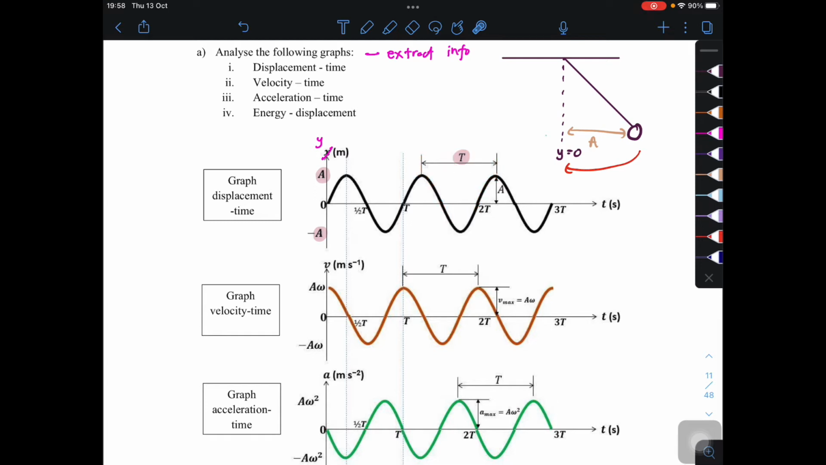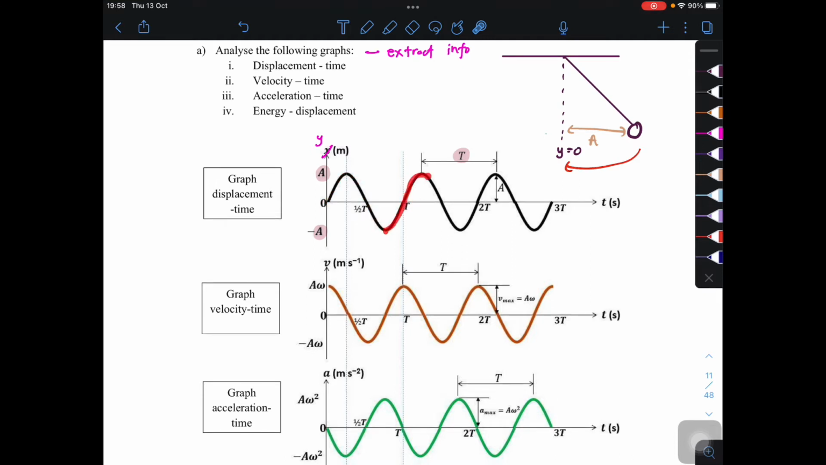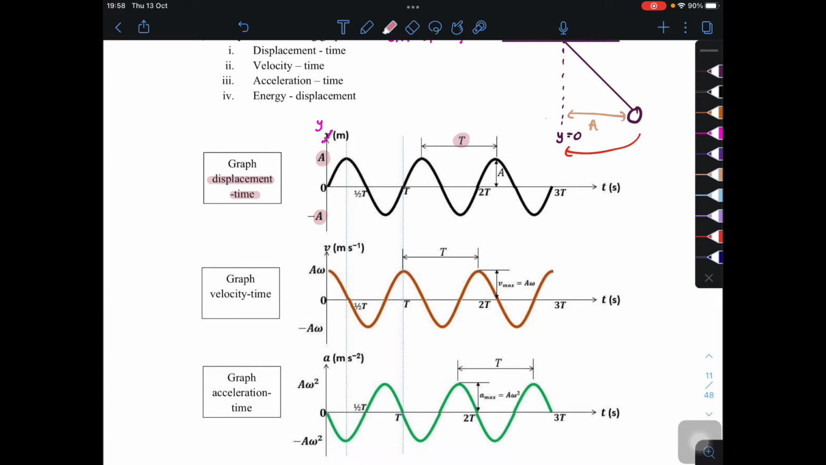Ataupun lebih senang kalau kita start from 0, then it's going up and then buat satu complete oscillation and the value there will be equal to the value for period. Or from here, then goes back to here. So the value from here to here is the value for period. So kita boleh dapatkan 2 maklumat lah, amplitude dan period untuk displacement against time.